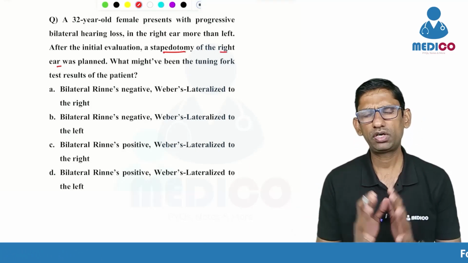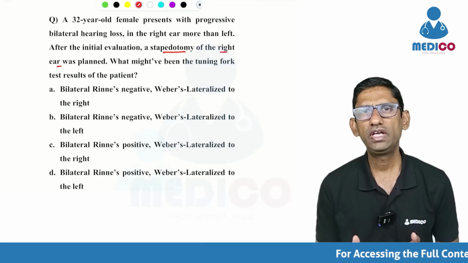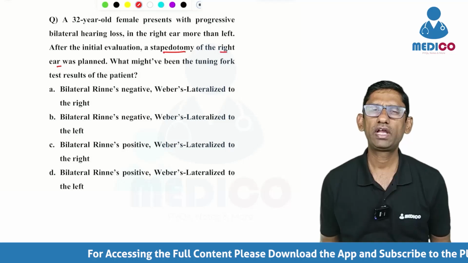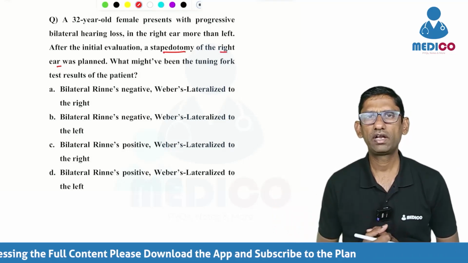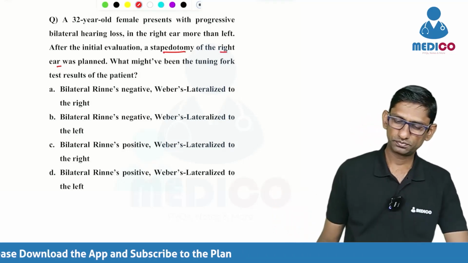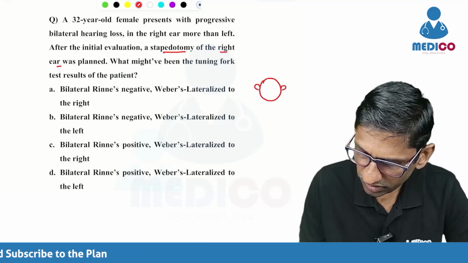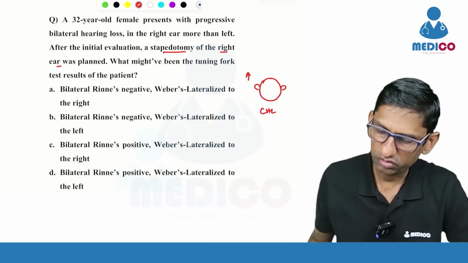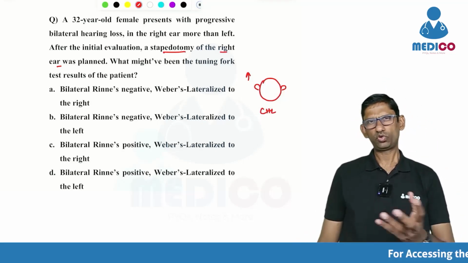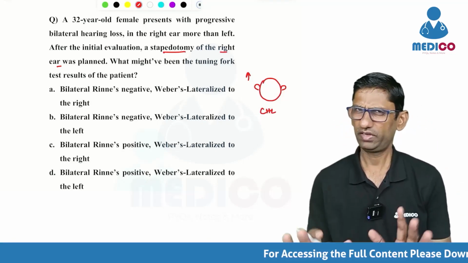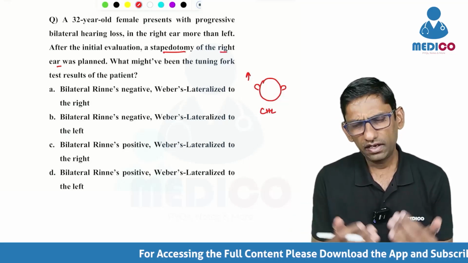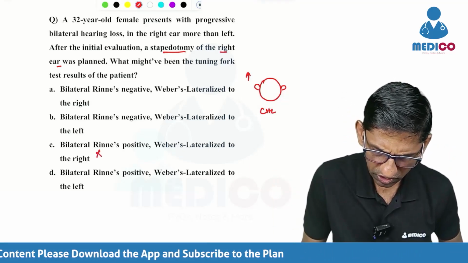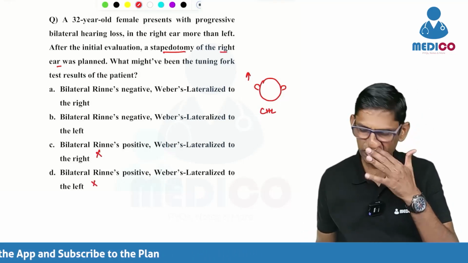Very simple: stapedotomy. So what is the diagnosis? Otosclerosis. What is the type of hearing loss in otosclerosis? Conductive hearing loss. The patient has bilateral conductive hearing loss, with more hearing loss on the right side than the left. Obviously, if there is a conductive hearing loss, what is the Rinne? Rinne will be negative on both sides. Bilateral Rinne negative, so rule out C, rule out D.